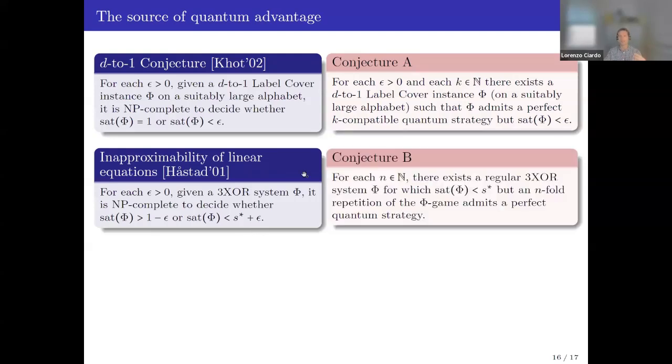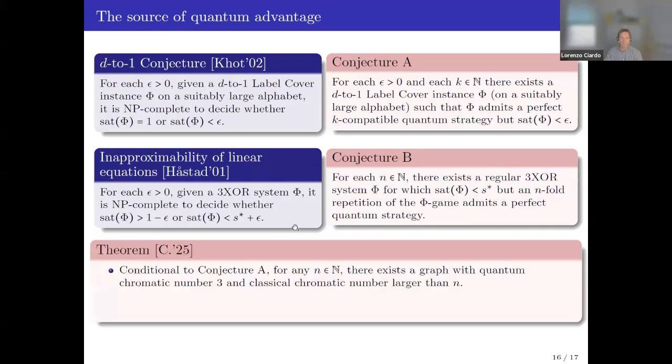And also in this case, we can define a quantum advantage notion, which looks like this. For every integer n, there exists some regular 3-XOR system, which means it's a system of linear equations having three variables per equation plus some additional technical properties, whose classical SAT value is at most S star, but such that if I consider a suitable n-fold repetition of the game, this admits a perfect quantum strategy. Again, this definition is a bit technical, but it captures in the quantum advantage setting the inapproximability of linear equations.